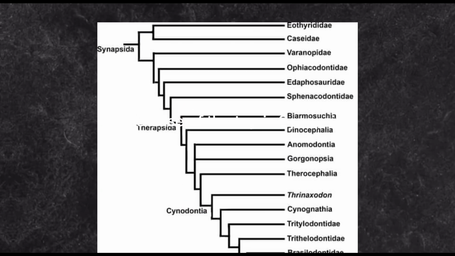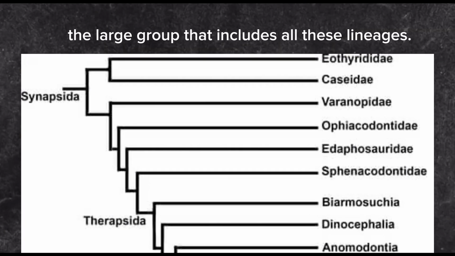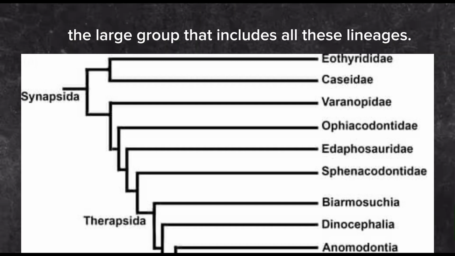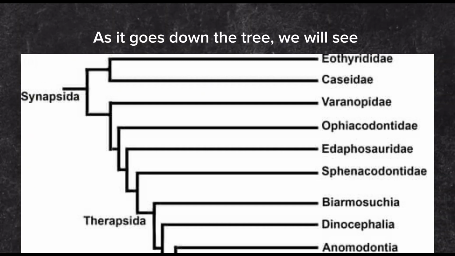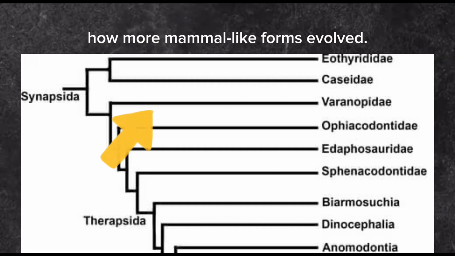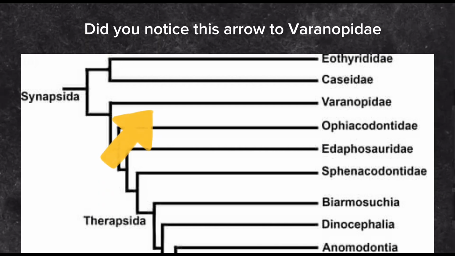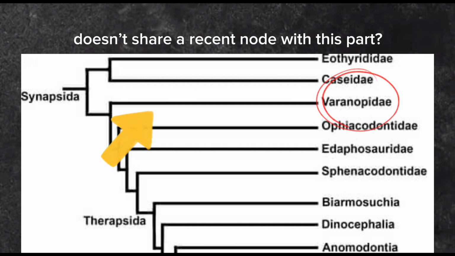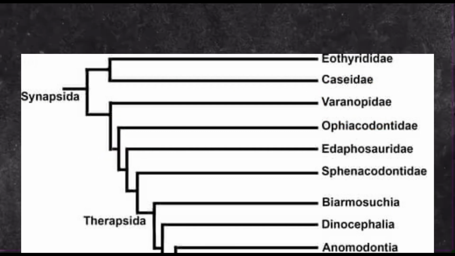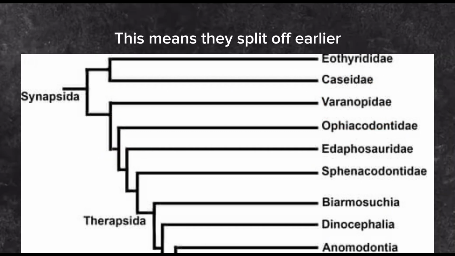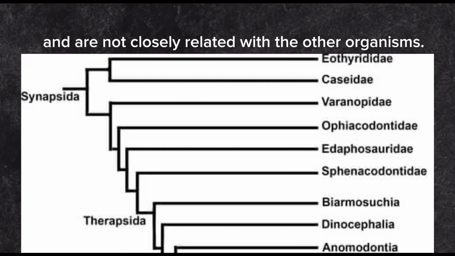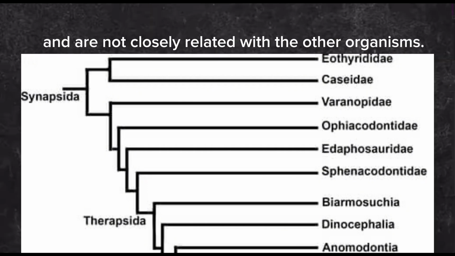At the base of the tree is synapsid, the large group that includes all these lineages. As we go down the tree, we will see how more mammal-like forms evolve. Did you notice this Eothyrididae doesn't share a recent node with this part? This means they split off earlier and are not closely related to the other organisms.